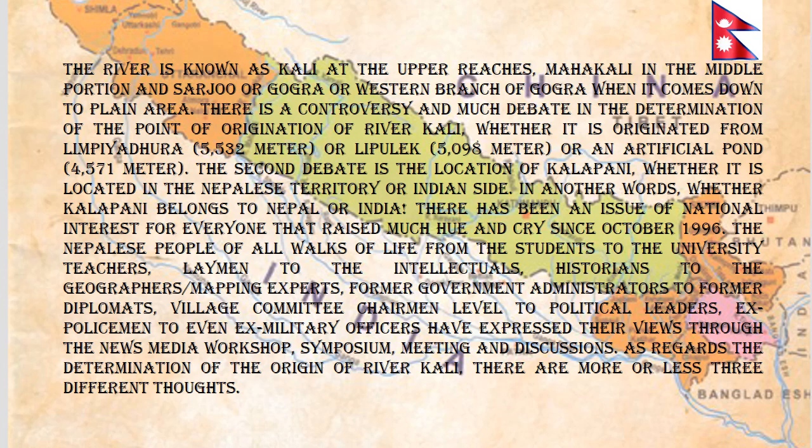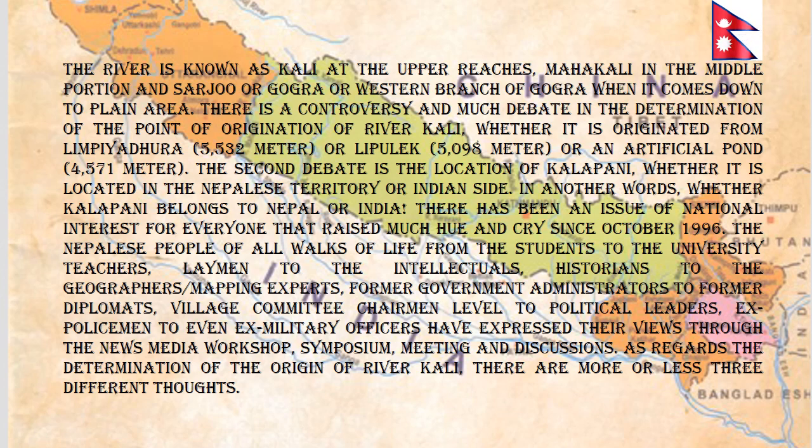There is a controversy and much debate in the determination of the point of origin of river Kali, whether it originates from Limpiyadhura, 5,532 meters, or Lipulekh, 5,098 meters, or an artificial pond, 4,571 meters. The second debate is the location of Kalapani, whether it is located in the Nepalese territory or the Indian side. In other words, whether Kalapani belongs to Nepal or India.